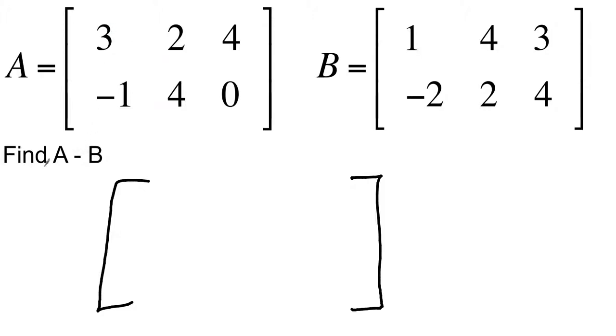So I'm trying to find a minus b. 3 minus 1 gives me 2. Another way to think about that is I could say 3 plus negative 1. So I could multiply all of these by negative 1, or just change the sign on them, and then I could add them. 3 plus negative 1 gives me 2.